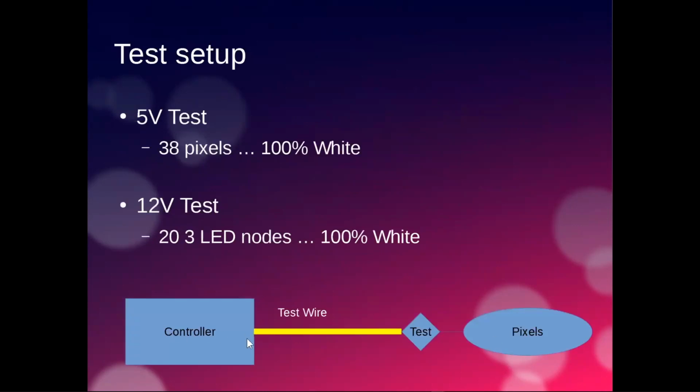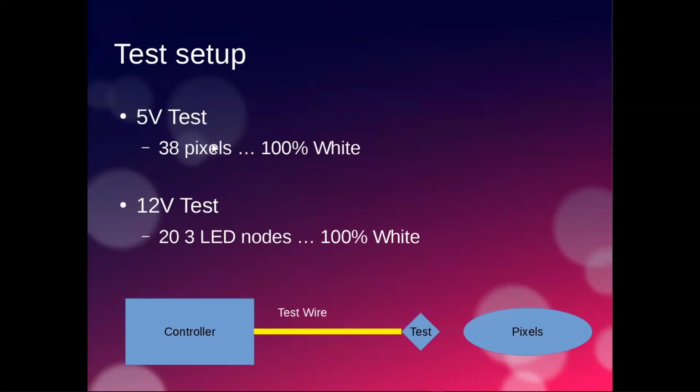So most of my tests, I have a picture like this to talk about it, but in this test here, what I've done is I've got my controller, I've got my test piece of wire, I've got a test point, and then I've got a bunch of pixels here to represent the load. Where I've done the 5-volt tests, it's typically 38 pixels at 100% white, and where I've done 12 volts, I'm using those 3 LED nodes, so there's 20 of those times 3 LEDs, so a total of 60 actual LEDs, and again, I'm running them at 100% white to put a load on the wire.